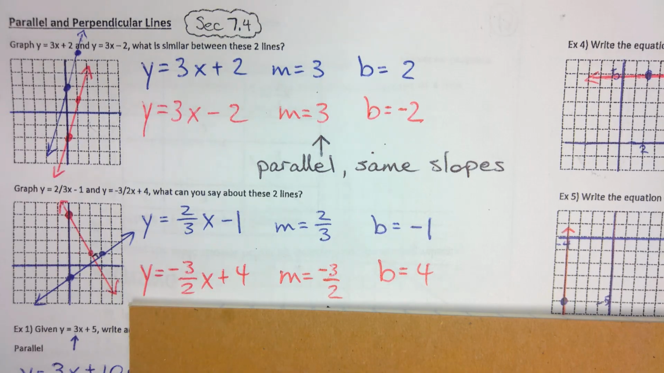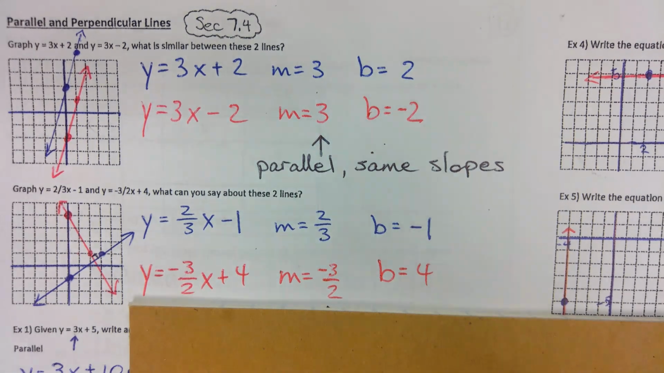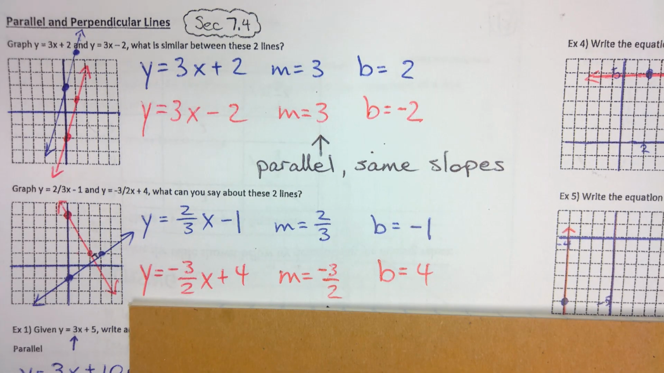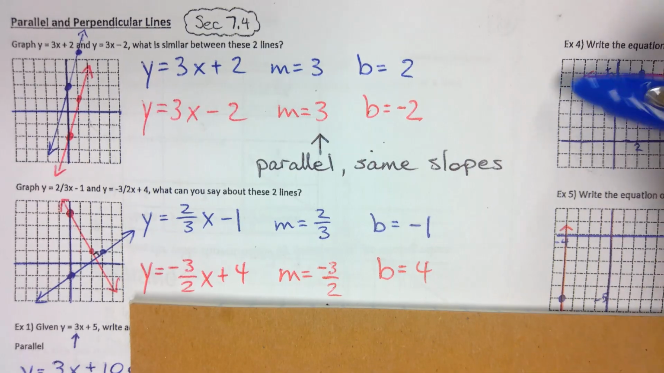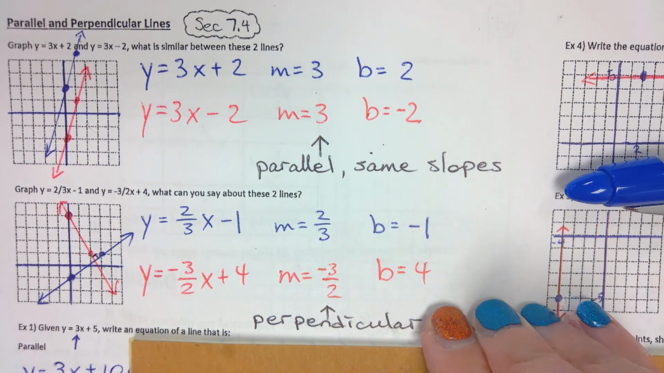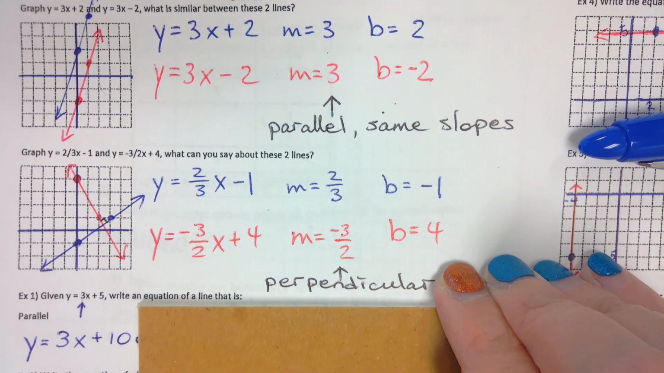It's flipped. More specifically, how else can you describe it? Yeah, Melody? Perpendicular, right. It's a 90-degree angle, but another fancier word for it is perpendicular. Now, looking at the slopes right here, how can you tell that they are perpendicular?